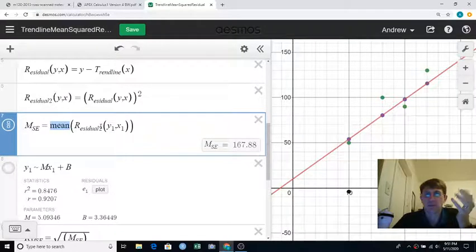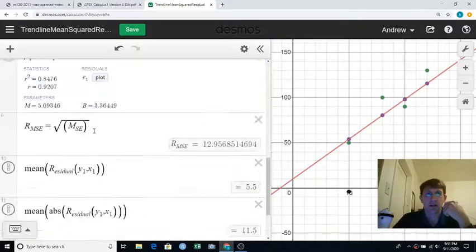So to put the units back into ordinary things we can understand, we often take the square root of the MSE. So we go from square dollars back to plain dollars. So we call that RMSE, root mean squared error.